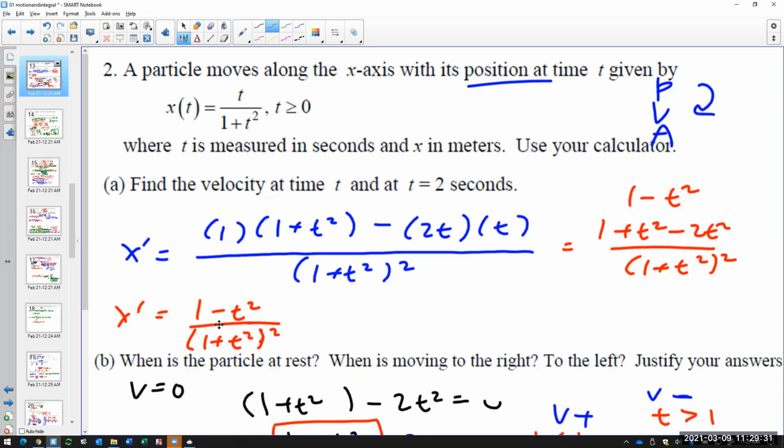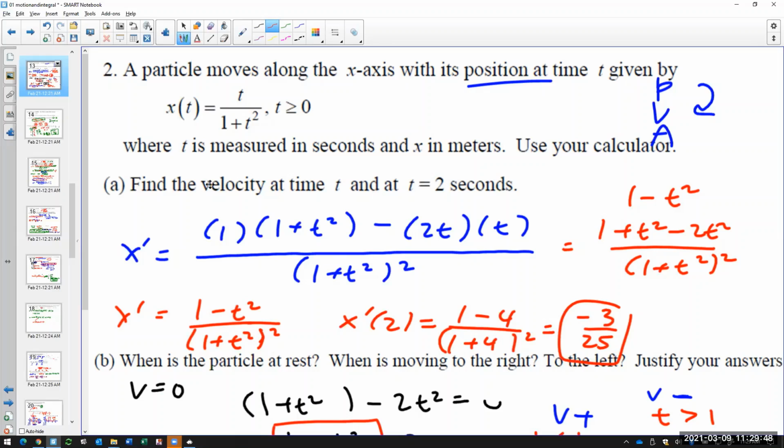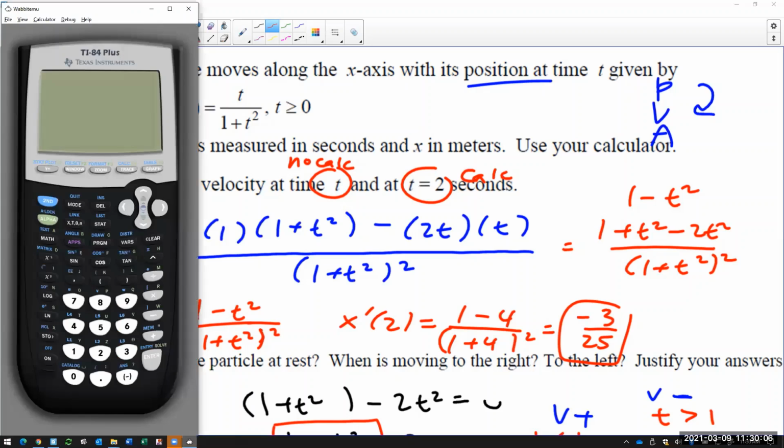All I do is take this same thing and plug in 2 everywhere there's a t. So 1 minus 4 over 1 plus 4, quantity squared. Did you guys get negative 3 over 25? Okay, I want to show you guys something though. Your calculator cannot do this, but your calculator can do this. What your calculator can do is take the derivative of x and plug in 2. Your calculator can get the negative 3 over 25, but it can't do this. So I just wanted to show you that.